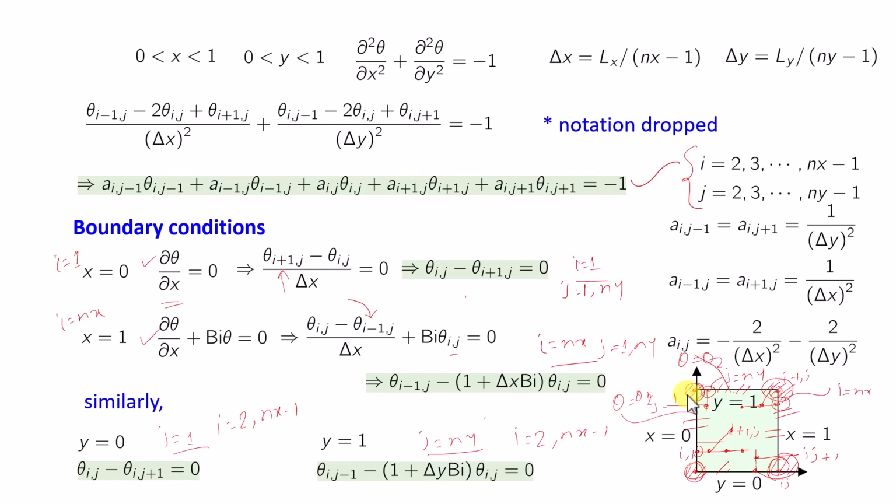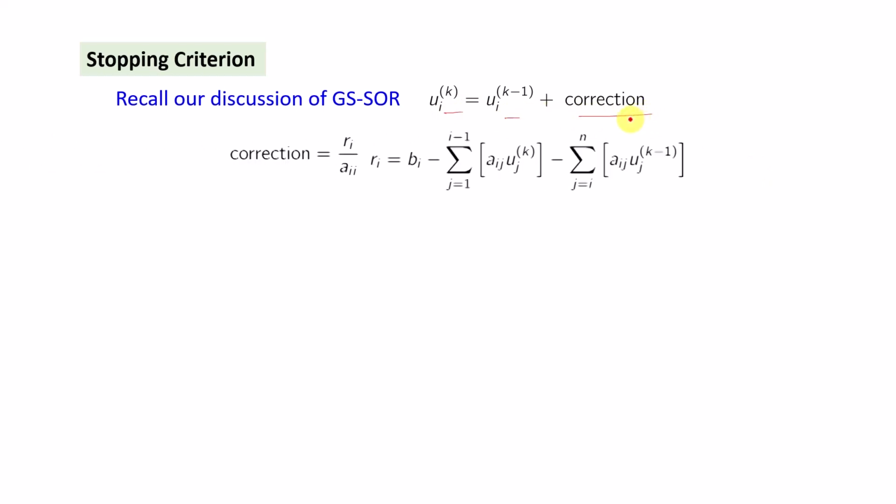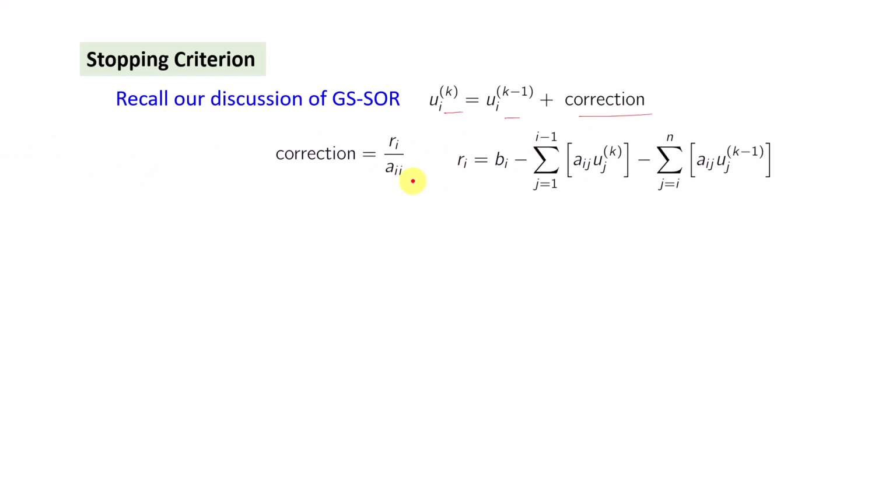All right. So now let us look at the stopping criteria. We know what the stopping criteria is, but how are we going to exactly implement that in our solver? We know that ui is ui k plus 1 plus correction. When the correction is small, we will stop iteration, and the correction is ri divided by aii. Ri is bi minus everything on the left hand side in an equation i.